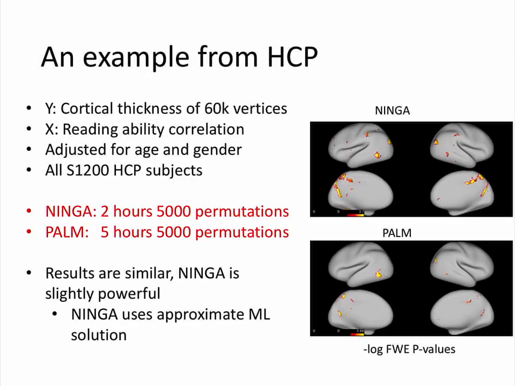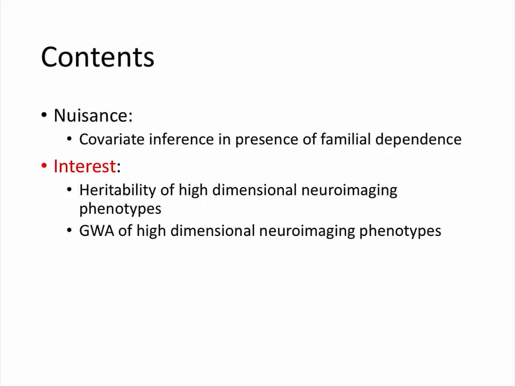We did the same analysis, but this time we performed the vertex-wise analysis. What you are seeing here are the areas in the brain that pass the 5% FWE vertex-wise analysis. To get these maps, Ninja only requires 2 hours for 5,000 permutations, and PALM does the same analysis in 5 hours. Hopefully, by now, I could convince you that if you are using the HCP and you are doing covariate inference, you need to use packages that can accommodate the kinship metrics.